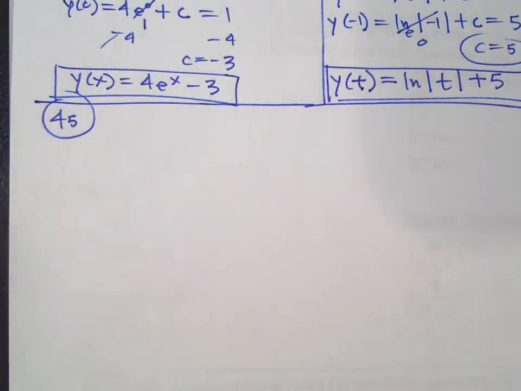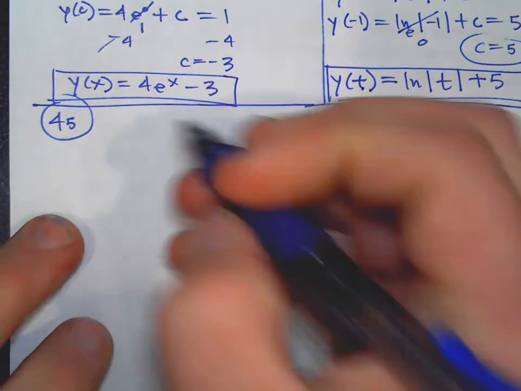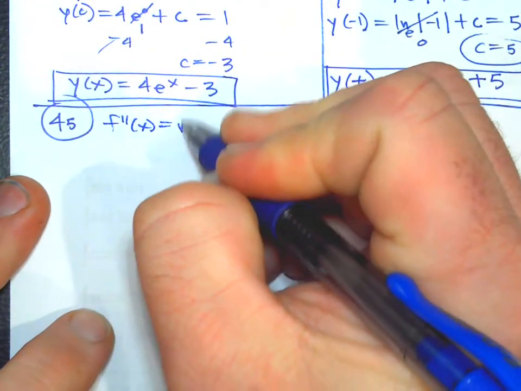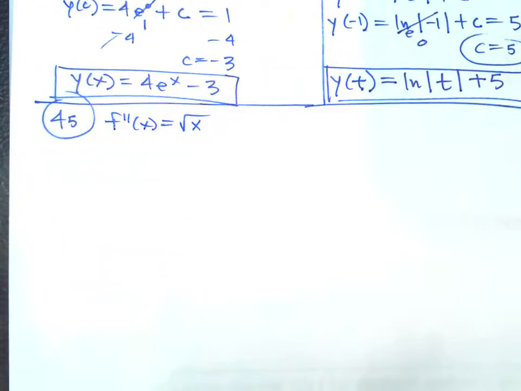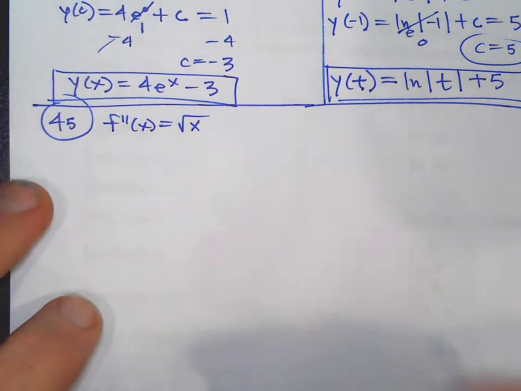Okay, number 45 says find the general form of the function whose second derivative... So they're giving you the second derivative. They want you to find the general form. That probably means with a plus c. It says hint, solve the equation f double prime x equals the square root of x for f of x by integrating both sides twice.